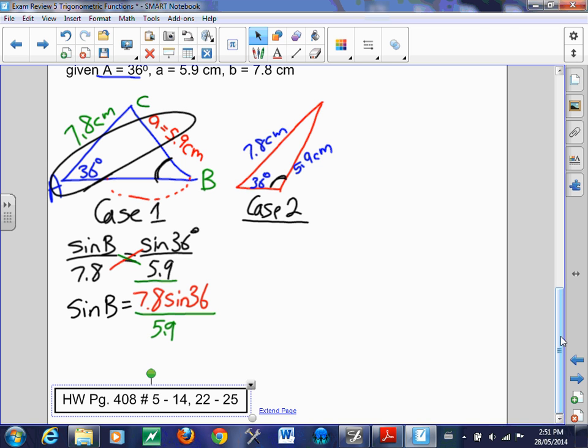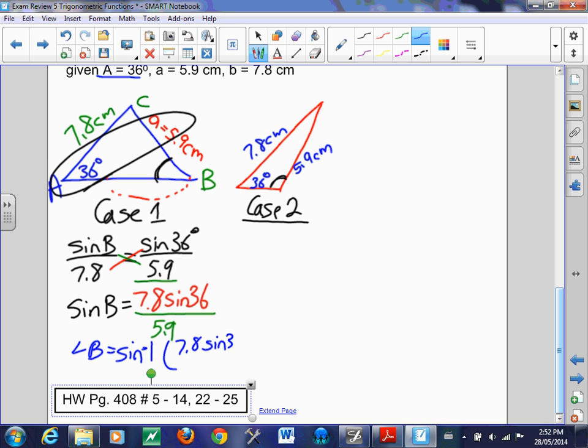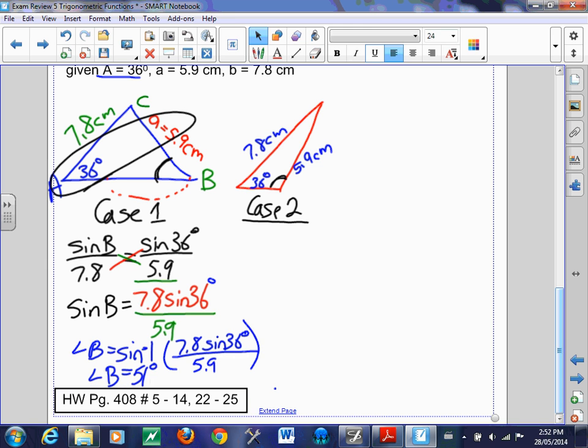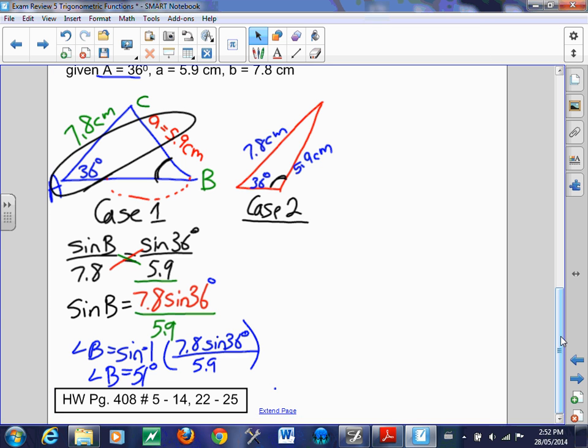So plugging this in your calculator, you're going to have to use the sine inverse. So angle B equals the sine inverse of this whole fraction, 7.8 sine of 36 degrees, forgot my degrees sign up here, divided by 5.9. Plug it in your calculator, ladies and gentlemen, and you will get angle B equals 51 degrees. Okay, so I got 51 degrees. That's case 1. So where does case 1 fit in here?